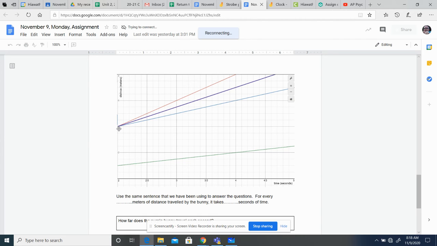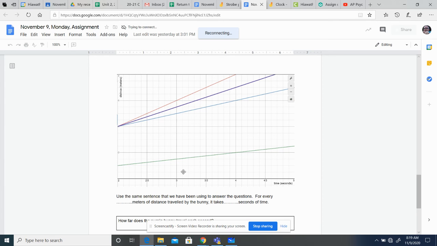So we are starting at 4, and we're reaching over a whole second, all the way over to the 3. We're going from the 2 to the 3. That is a whole second on the x-axis. So then we're going up from 4. As you can see, 4 is where that rabbit started. We're going up 0.5, 1, 1.5. So that rabbit went 1.5 meters for every 1 second.